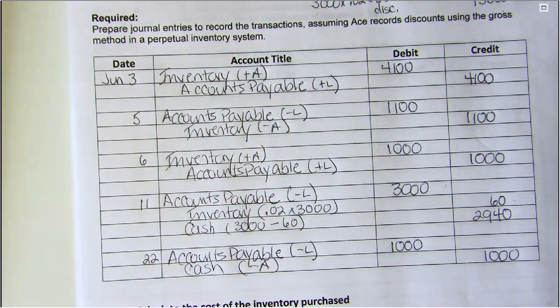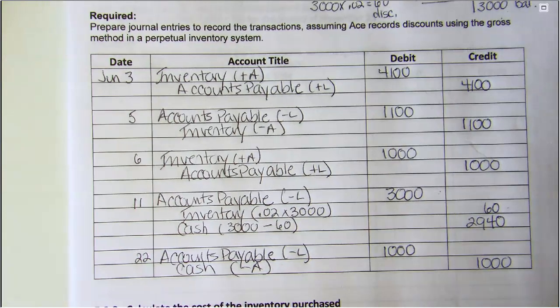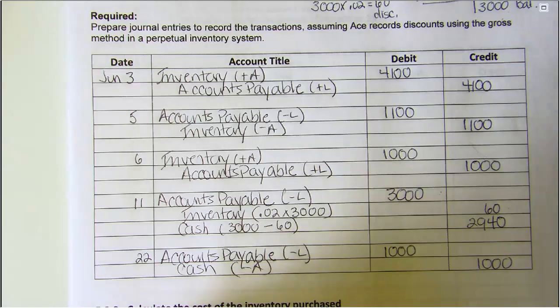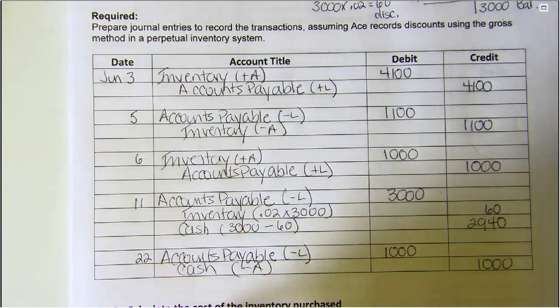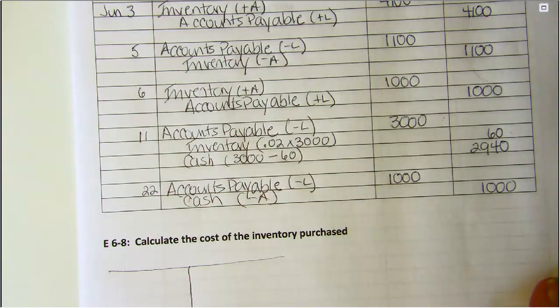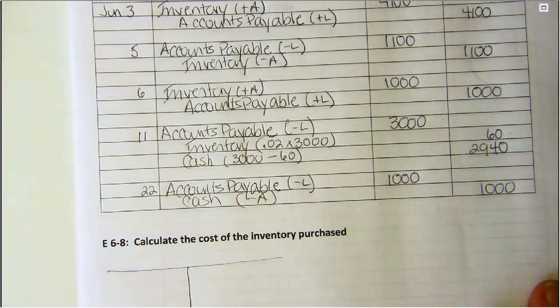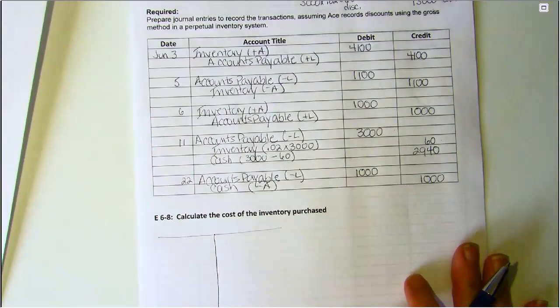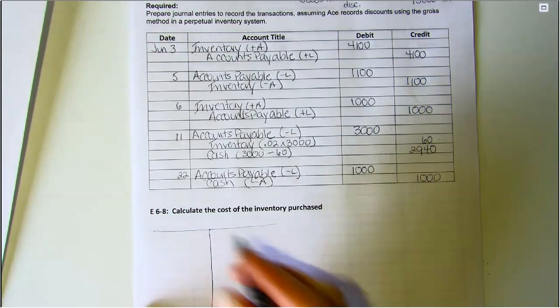Now they want us to calculate the cost of the inventory purchased. And you can go about this in two different ways. If you want, you can create an inventory T account for yourself and post transactions to it. I'm going to zoom out a bit so that you can see the journal entries and the T account that I've created.